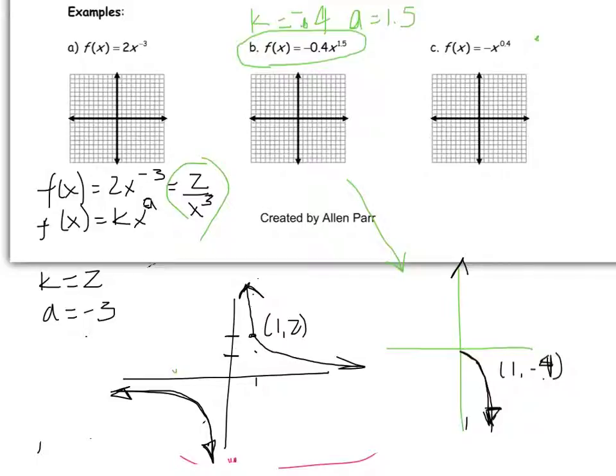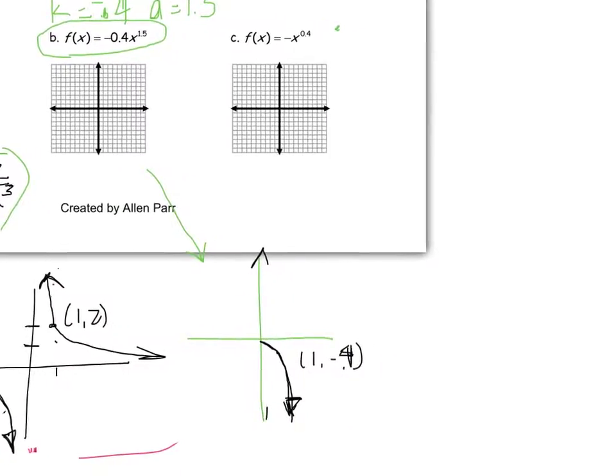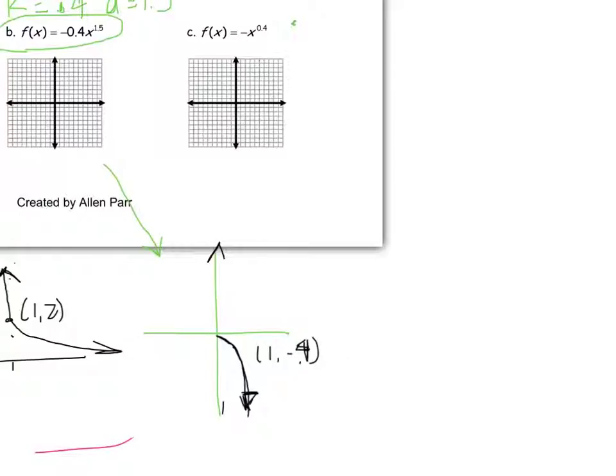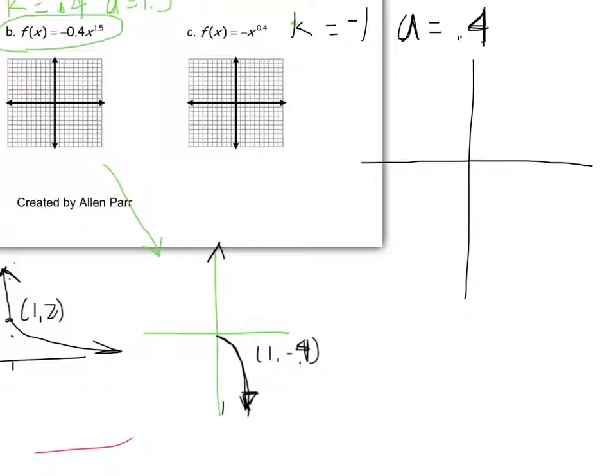Now the last one is letter C. I'm going to slide it over a little bit so I have a little bit more room to graph it. Okay, now the first thing I'm going to do on letter C is decide that my K value is negative 1 and my A value, oh wow, again it is a weird one, 0.4. Now because K is less than 1, it's going to be in quadrant 4, so it's going to go through the point 1, negative 1.